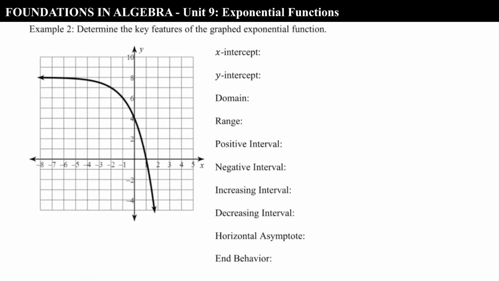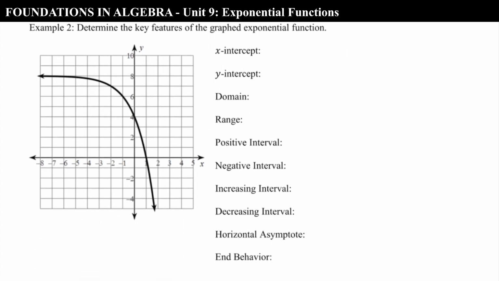Let's take a look at example 2. So we have the x-intercept. This one is at (1, 0). The y-intercept is at (0, 4). Our domain is all reals. In fact, that's going to be the case with all exponential functions. Your domain is always going to be negative infinity to positive infinity.